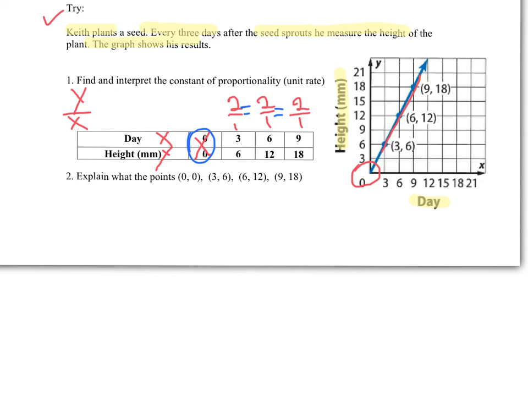And if we explain what these points mean, the (0, 0) means that we planted it on day 0 and there was 0 growth at that point. On the third day, it had grown to a height of 6. So the 3 is the day and the 6 is how high it grew. On the 6th day, it had grown to a height of 12 millimeters, so 6 for x, 12 for y. On the 9th day, it had grown to 18 millimeters, so that gives us (9, 18). And now you know how to grow and measure seeds.